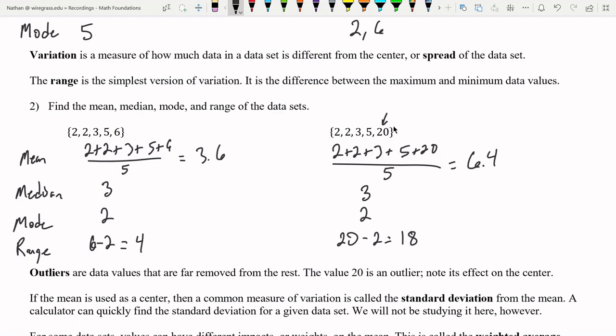And also note that because there's an outlier here, the mean is highly affected, right? The median and the mode did not change for these two data sets. The outlier affected the mean drastically. That's the reason why we tend to use the mean for a lot of centers of data sets, but the mean is not always the best choice because it's highly affected by outliers, whereas the median and the mode tend not to be.